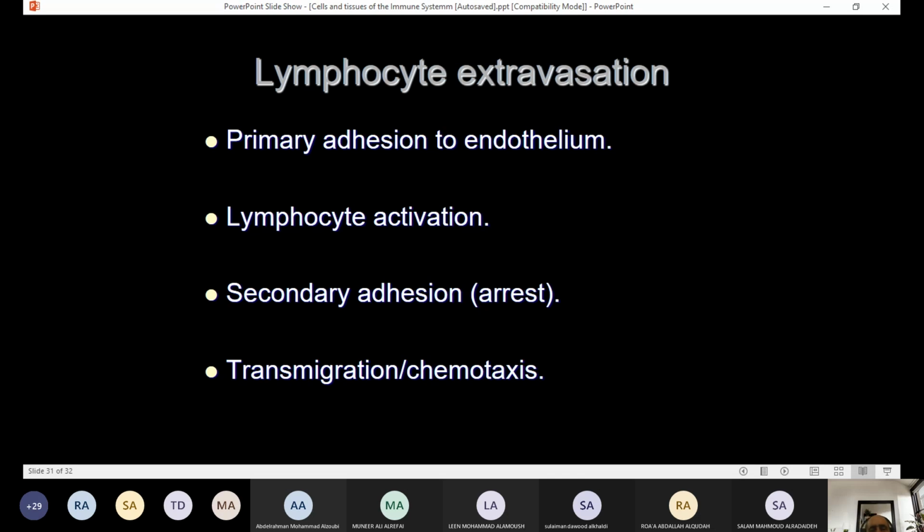Then after that, when they stop, we see extravasation, where the lymphocyte has to pass through the endothelial lining into the area. At the beginning there is primary adhesion to the endothelium, the first step, and then lymphocyte activation to develop the adhesion molecules. Then secondary adhesion molecules cause arrest, and the process stops. Then transmigration and chemotaxis occur, and they pass through the cell lining. The chemotactic factors that the cell produces activate or call upon those cells to come into the area.